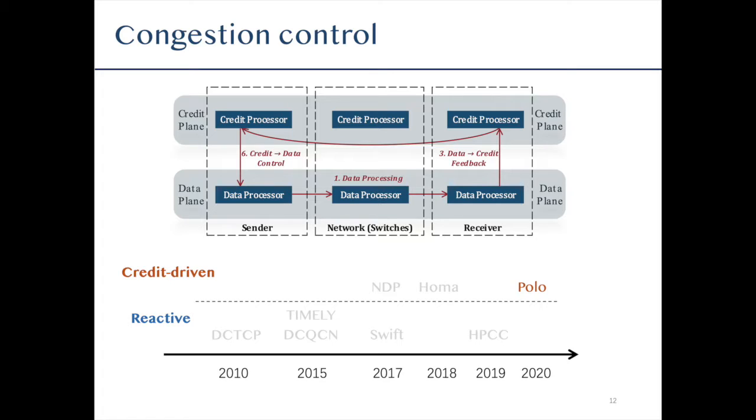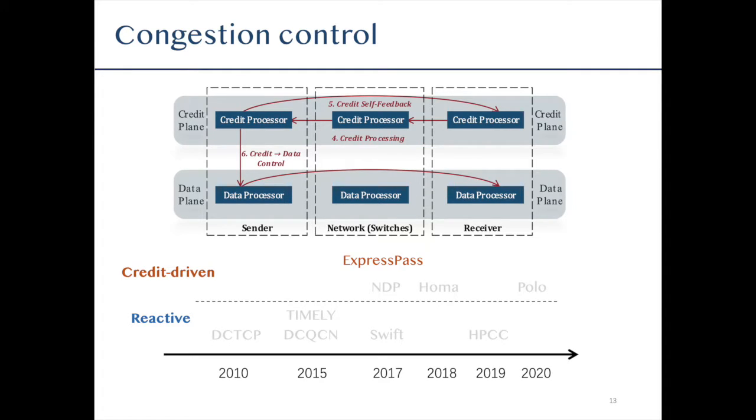Polo improves the congestion control ability of HOMA and NDP. It uses switch data processors to feed back the in-network congestion. However, it neglects to use in-network credit processors to more accurately manage congestion. ExpressPass works in a different way than the others. Data transmission is totally controlled by the credit.